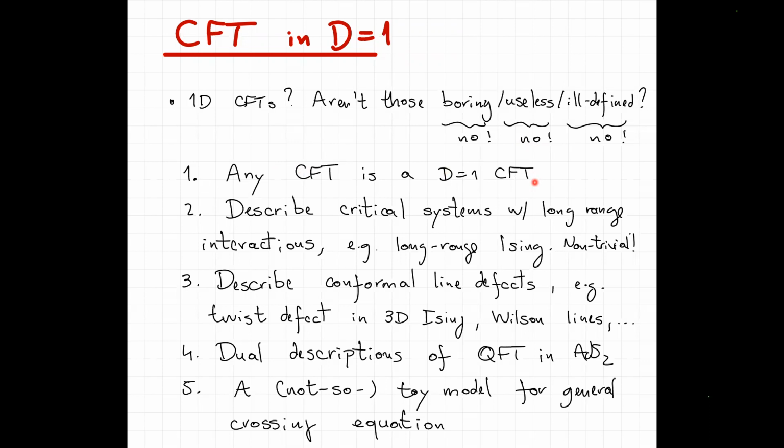And so if you have something which satisfies the crossing equations for an arbitrary D-dimensional CFT, it will also satisfy all the requisite properties of a D equals one theory. So, you know, you're studying a more general, less restrictive set of assumptions, okay? But anything that you find that applies to 1D CFTs must apply to all the other ones, even though the converse is not true.